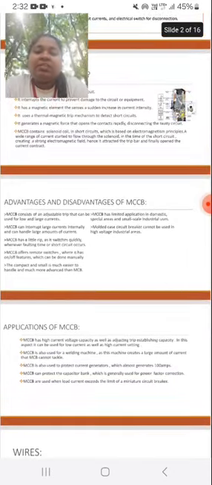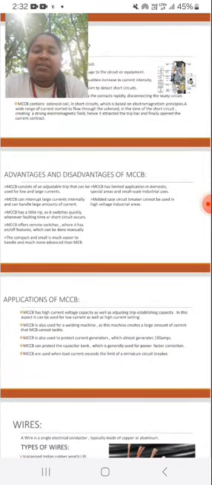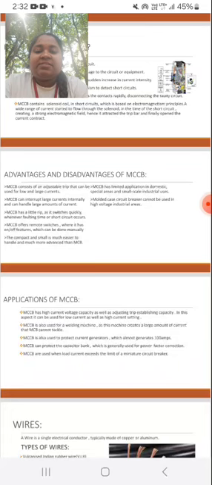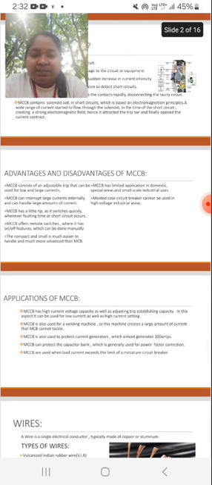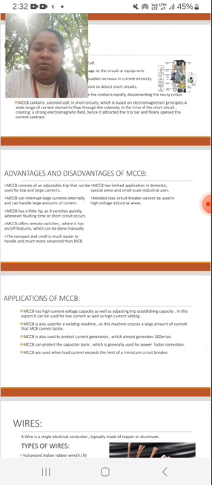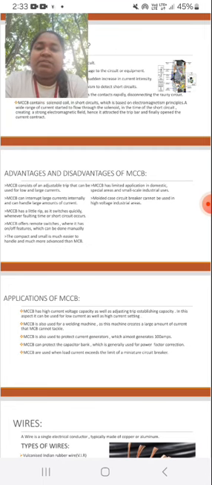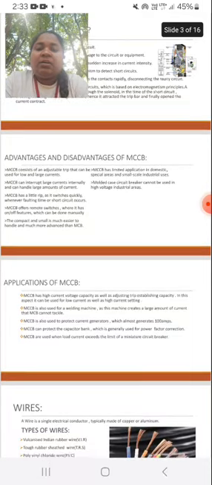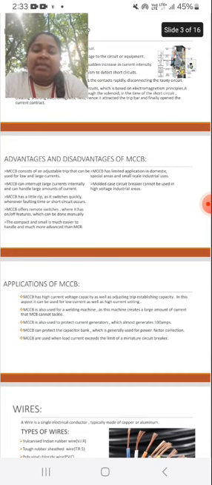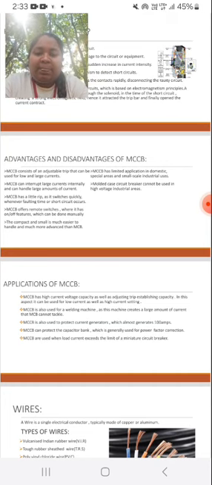The applications of MCCB: MCCB has a high current and voltage capacity as well as adjustable trip setting capacity. In this aspect, it can be used in lower current as well as higher current settings. MCCB is also used for welding machines, as the machine creates a large amount of current which an MCB can't tackle. MCCB is also used to protect generators. It is also used when the load current exceeds the limit of an MCB.